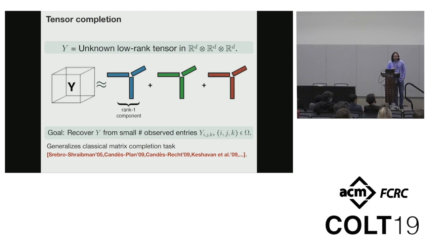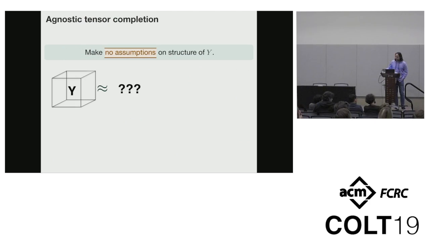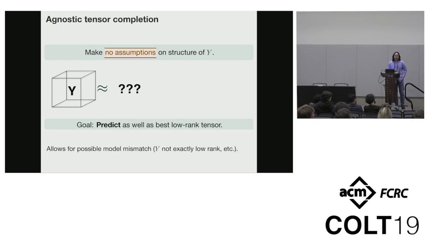But we're actually going to depart from this model a little bit in this talk, and what we'll work in is the agnostic version of the problem. So here, instead of assuming the tensor is low rank, we make no assumptions, but we would like to predict the entries as well as the best low rank tensor. So what this means is, if y does turn out to be low rank, we'd like to have good error. If y is complete noise, maybe we won't do so well, and in general, we hope to get a nice interpolation between these two regimes.